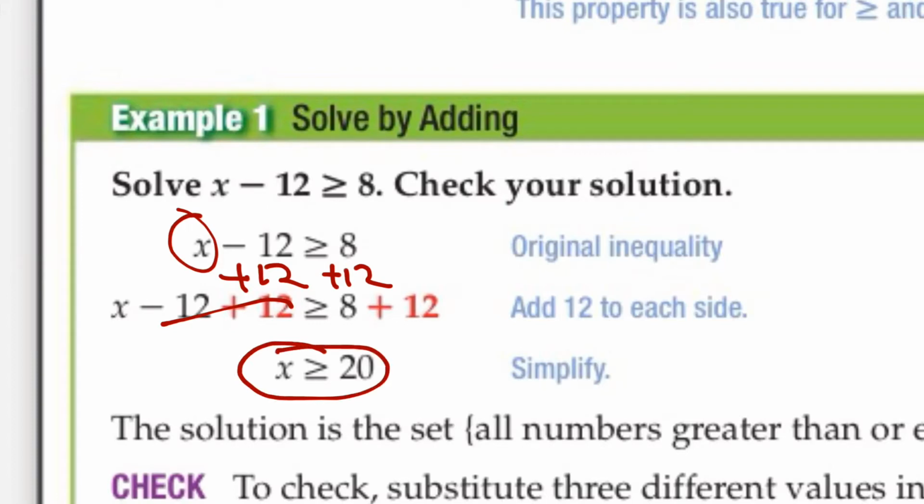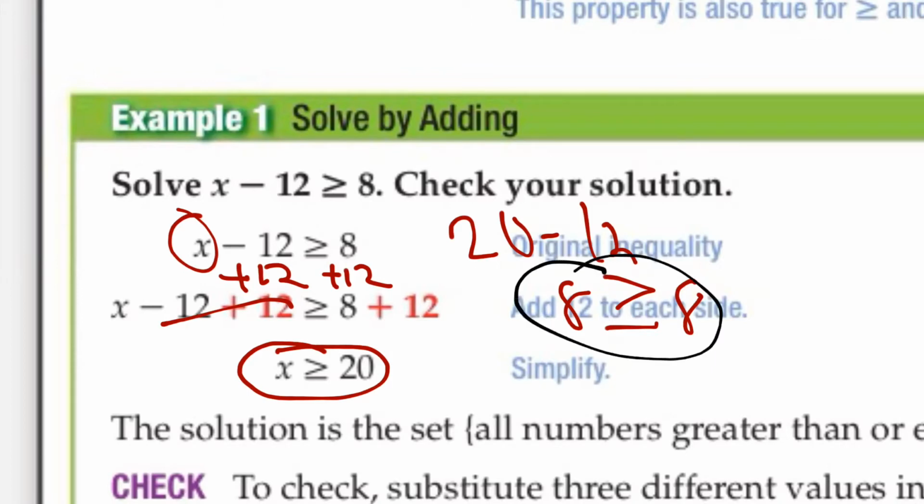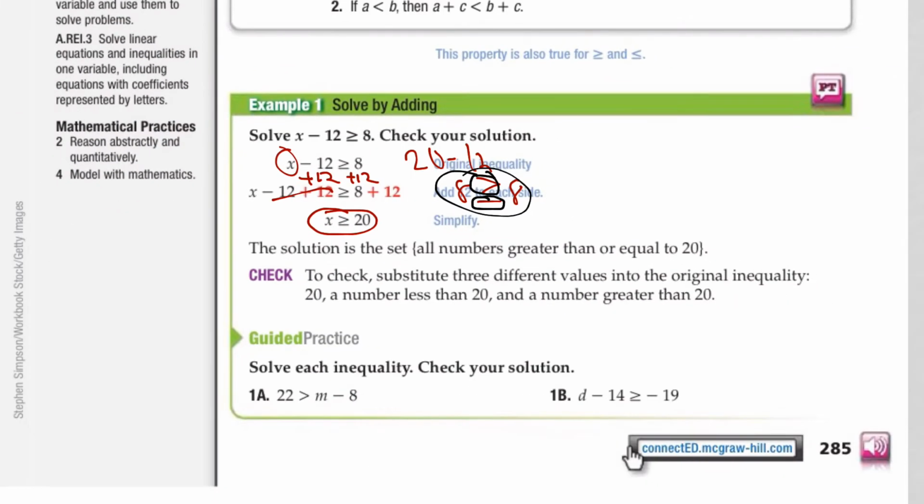Alright, and when I check it, 20 minus 12 equals 8. Is 8 greater than or equal to 8? Yes, it is. Some of you are going to say, but it's not greater than. It's saying it's greater than or it's equal to, and in this case, 8 is equal to 8.